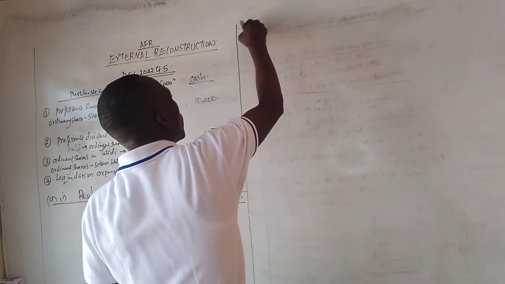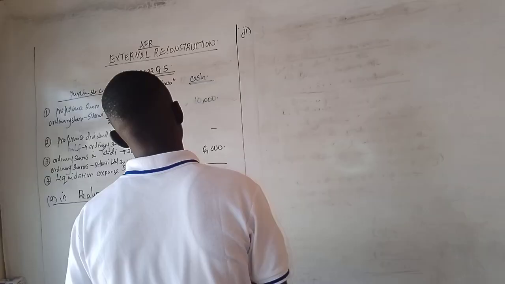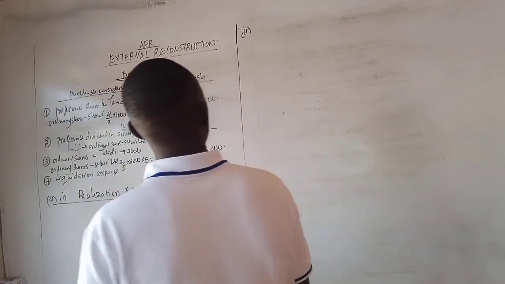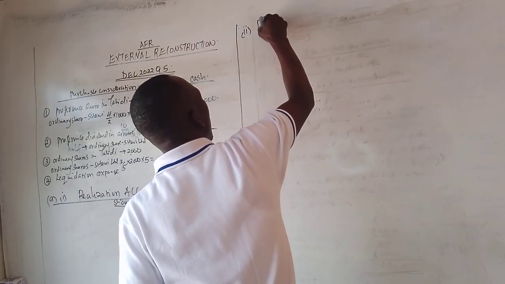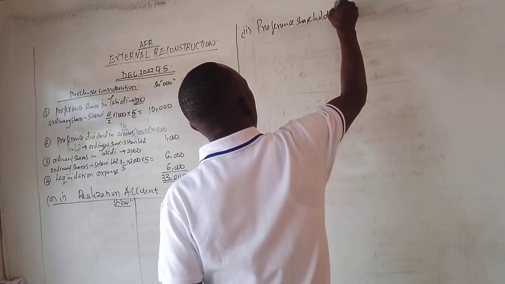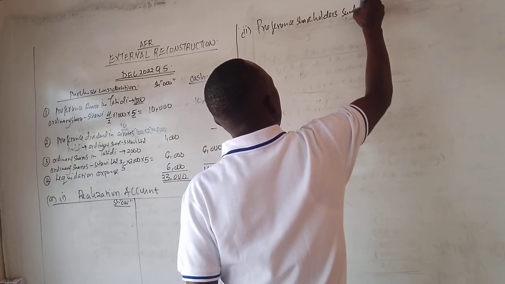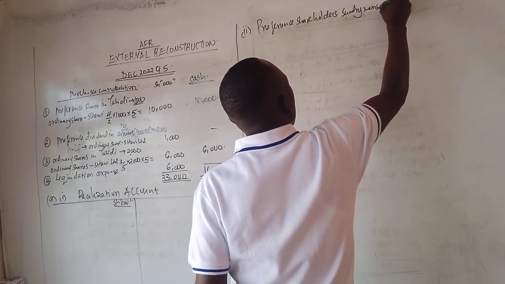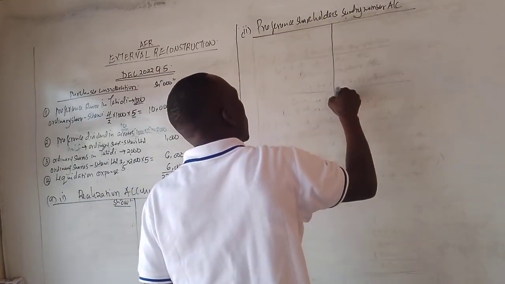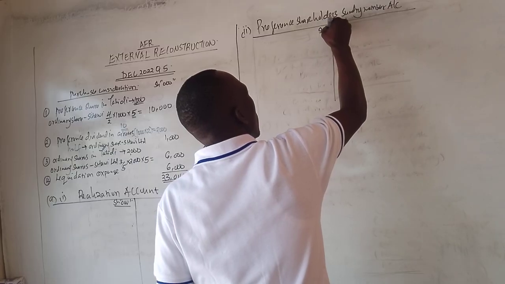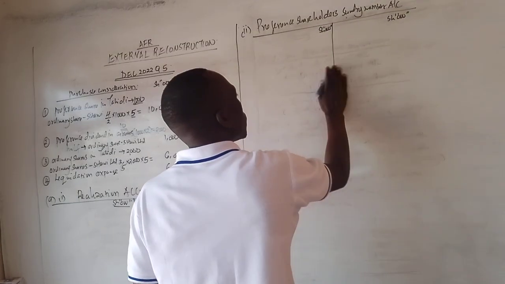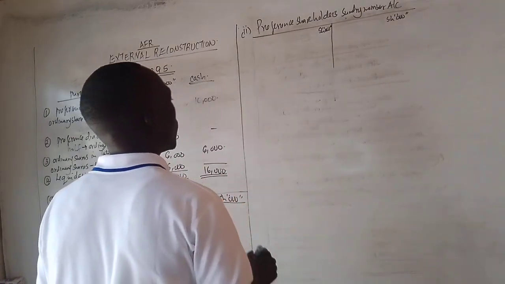Then Roman 2, they need us to prepare which account? They need us to prepare the preference shareholders sundry members account. So this is how we are going to prepare the preference shareholders sundry members account. Again, this is a requirement.